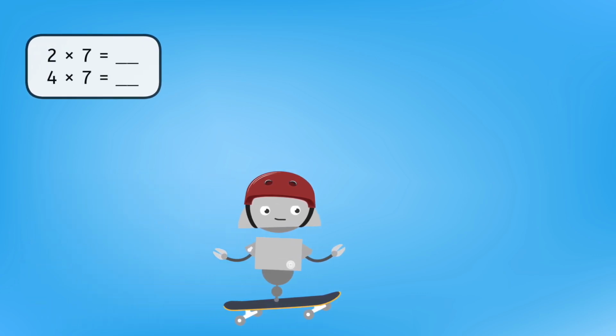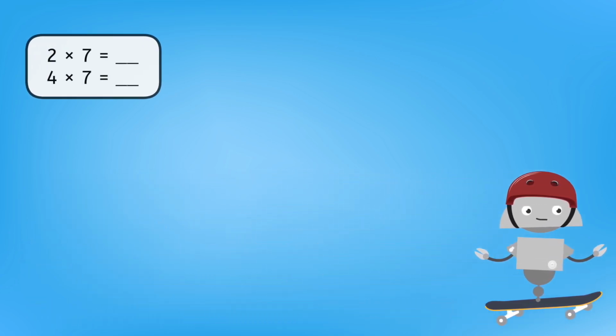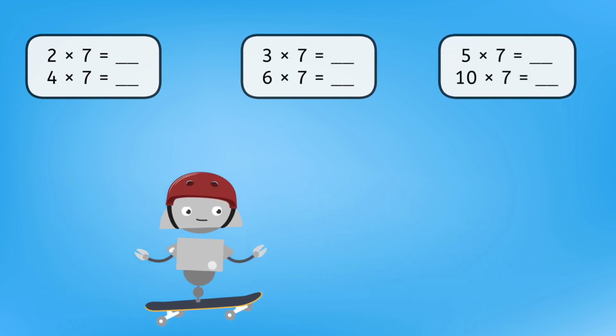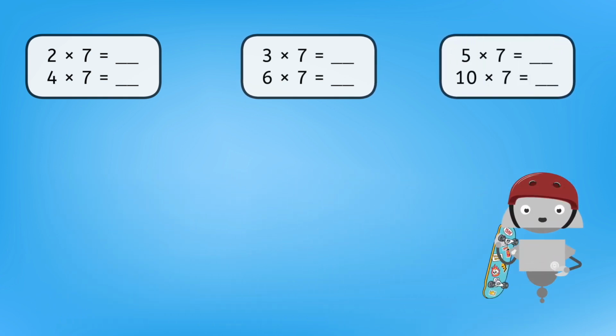Let's kick things off with a warm-up. What do you have for us, Evan? 2 times 7 and 4 times 7. 3 times 7 and 6 times 7. And 5 times 7 and 10 times 7. Very clever. Mathematicians, we can use what we've learned about 2s, 3s, 4s, 5s, 6s, and 10s to help us solve these. Pause here and record your answers in your guided notes.